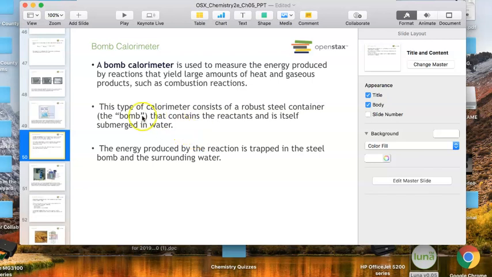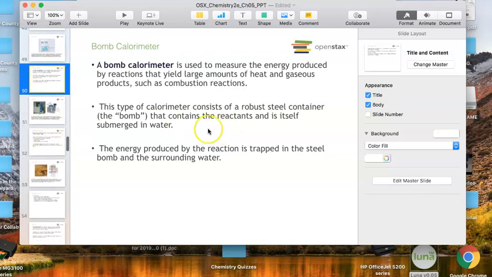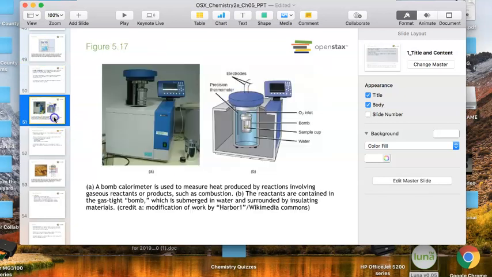So, bomb calorimeters are very large, robust, complicated systems, okay, that are submerged in water. So we're going to take a look at a picture of what a bomb calorimeter looks like. They're very large. They're made out of steel, and they're not flimsy at all, like a coffee cup, for example. The energy produced by the reaction is trapped in the bomb and the surrounding water. So that's the idea behind it.